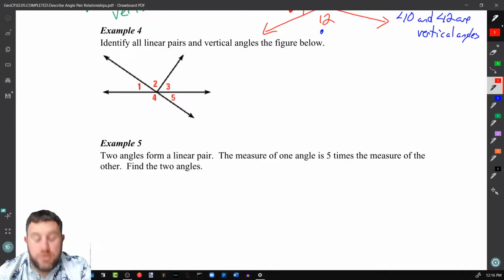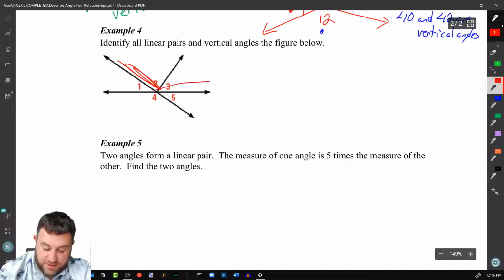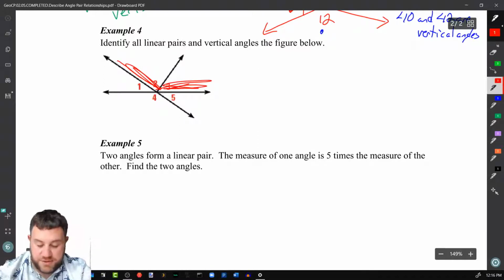Identify all linear pair and vertical angles. Now when we're doing this, since we have numbers in there, we're not going to try to combine angles and say like this big angle that's made of angles 2 and 3 is a linear pair with angle 1. That gets too confusing.